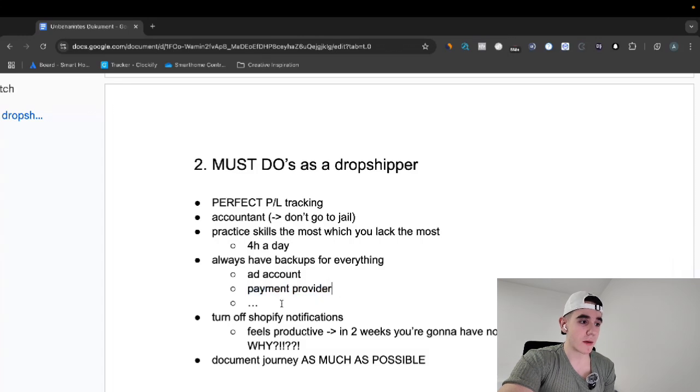Next up, you always should have backups for everything, for your ad account, for payment providers, and so on. You should have backups for every single possible thing that you can imagine. Then, after some time, you should probably turn off the Shopify notifications.